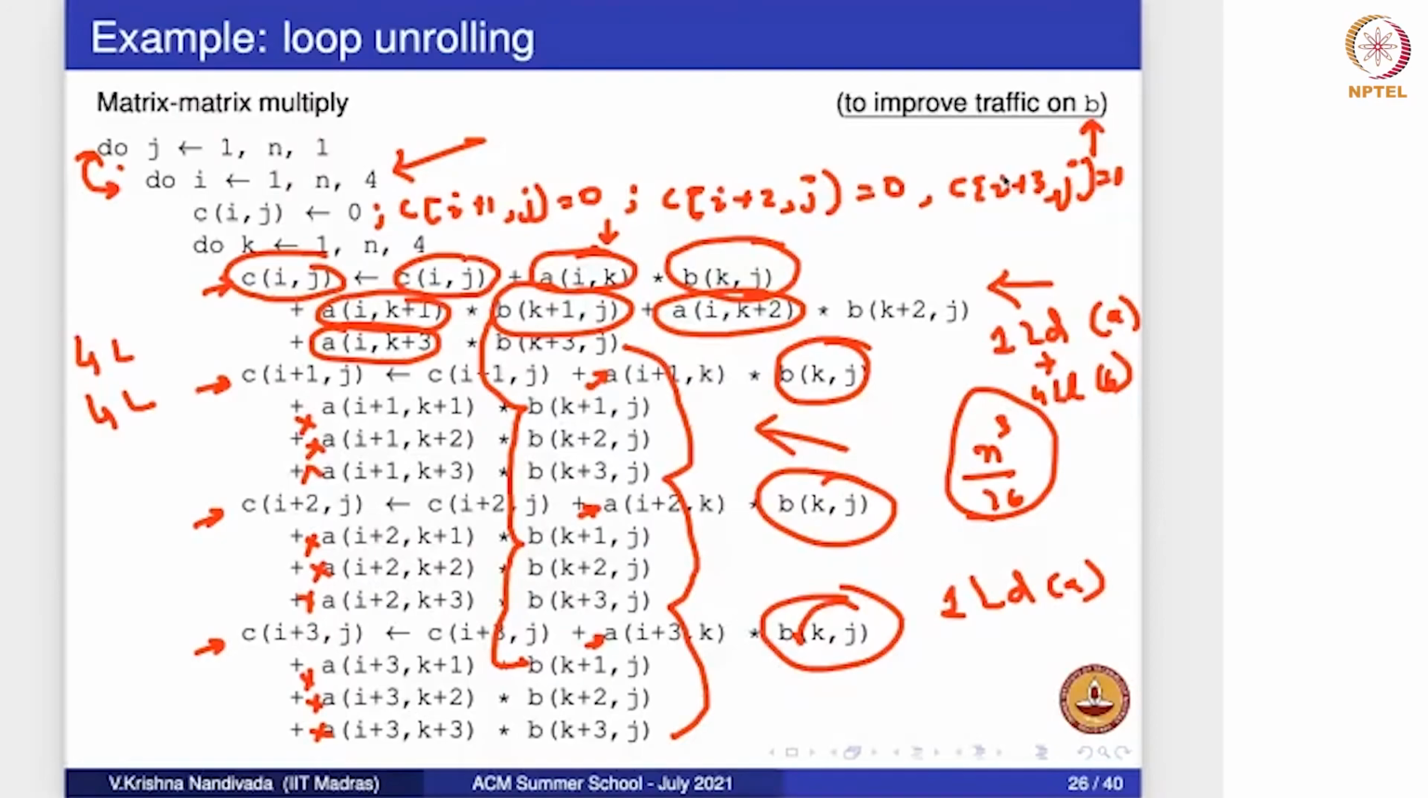Fine. If you are fine with the idea of loop unrolling, we will go to another cool example called loop invariant code motion. One more optimization. Okay, let me start sharing my slides.